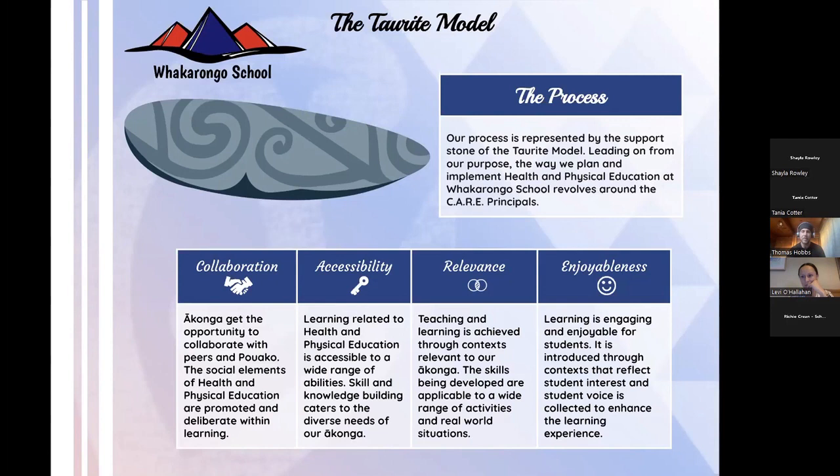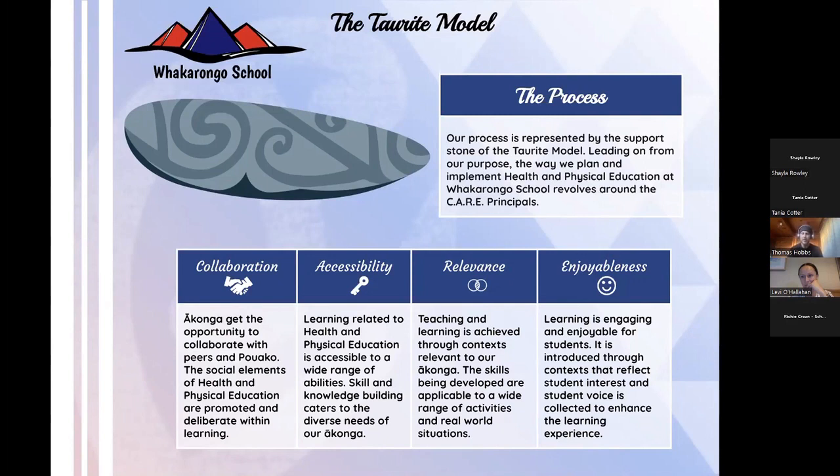The R of our CARE principles is relevant, so teaching is achieved through contexts that are relevant to our ākonga. I think that was sort of what we talked about in our breakout group just before, about making sure that we don't just base it on sport, that there are so many other meaningful, engaging contexts for our learning than just sport. Developing a curriculum where we look at things that are relevant to our ākonga means that engagement will be a lot healthier.